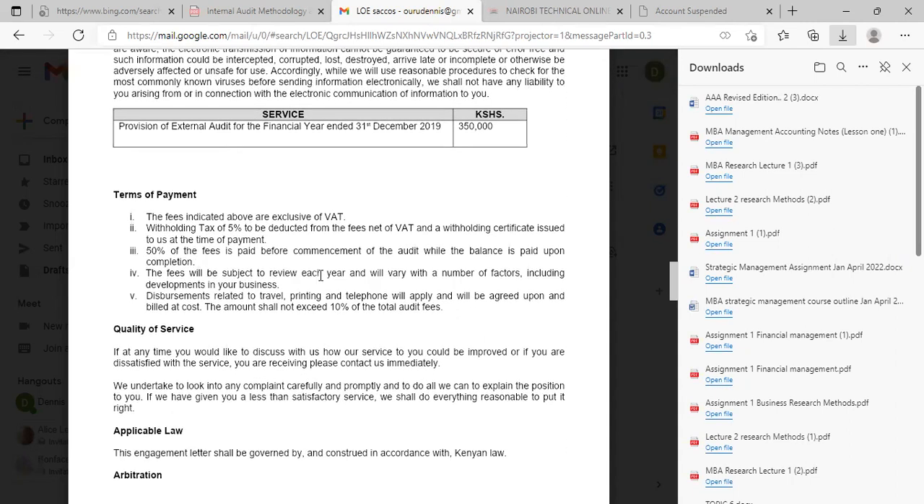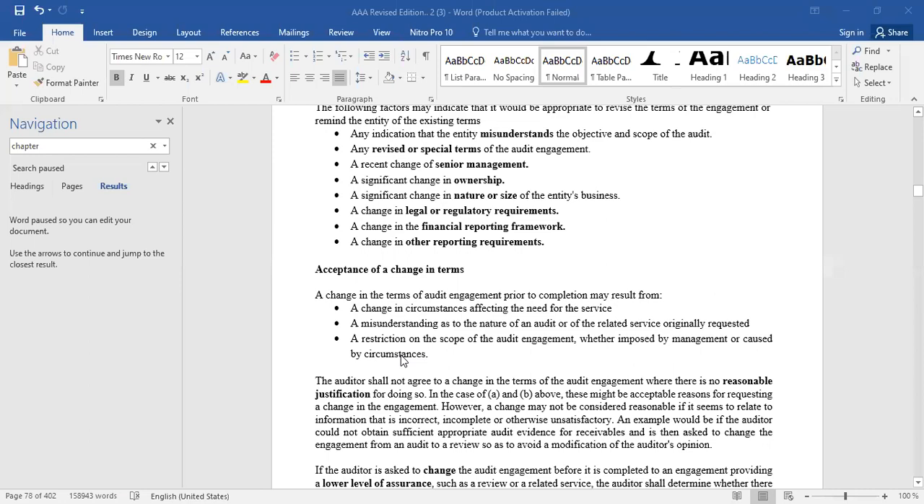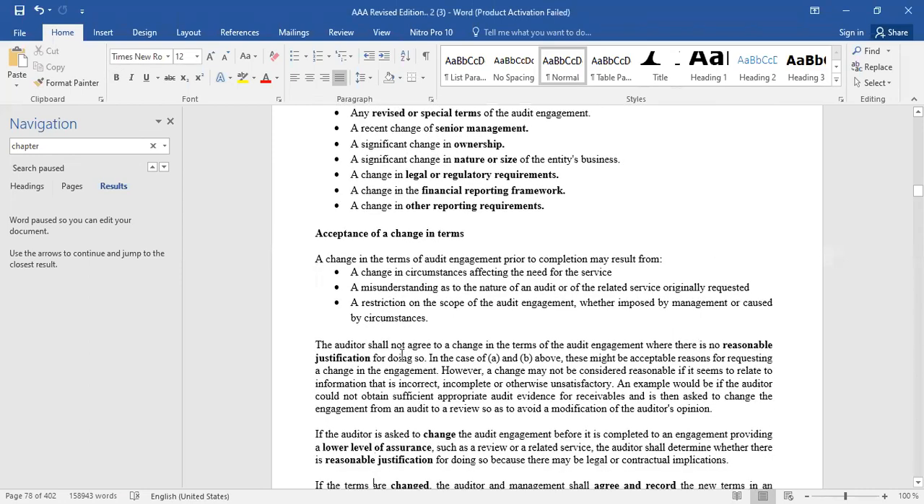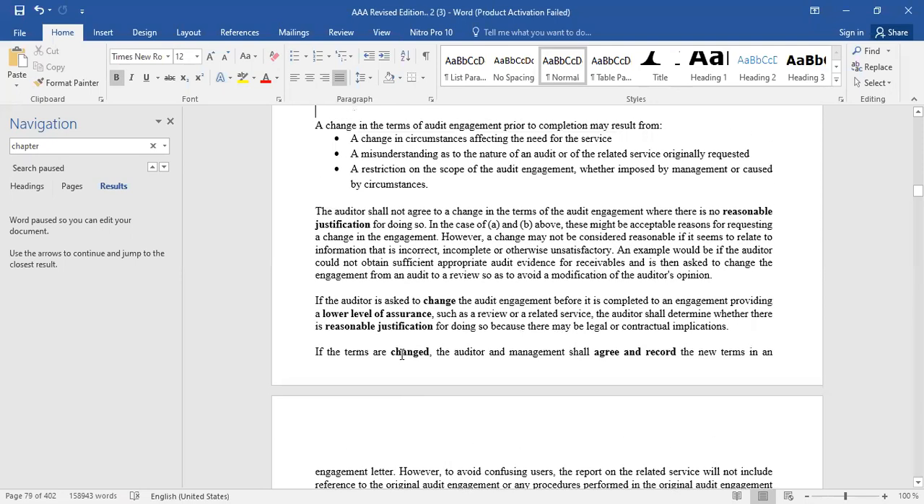Now, when you are quoting audit fees in the exam, they will always ask you, what are some of the factors that you consider when quoting audit fees? I think we looked at that, right? Can somebody comment that we looked at that in our last class? Yes, we did. Thank you very much. So we don't need to go again on that. Okay, so what else?